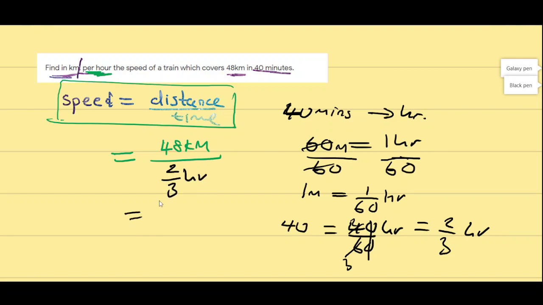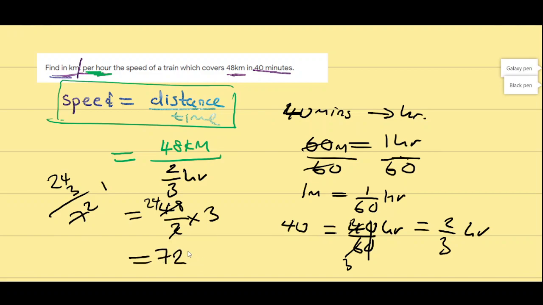And when we do this, the 2/3 inverts, and this is 48 divided by 2 times 3. Yeah, 3 goes up. So 48 over 2 is 24. So we'll now do 24 times 3. So this is 12. 2 carry 1. They make it 7. So this is 72. But we'll now put kilometer per hour, which is what they ask us to find. Or we may put a slash here.